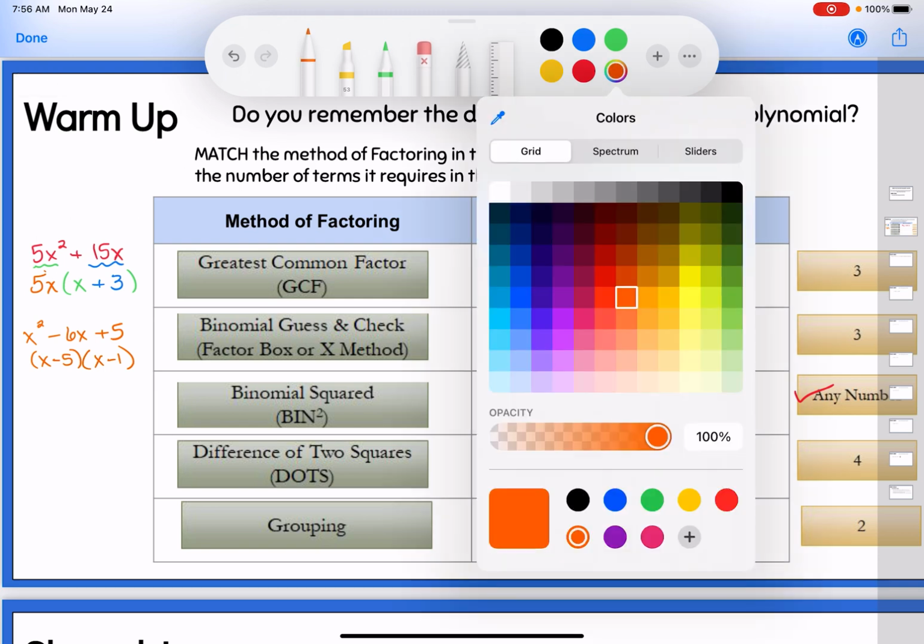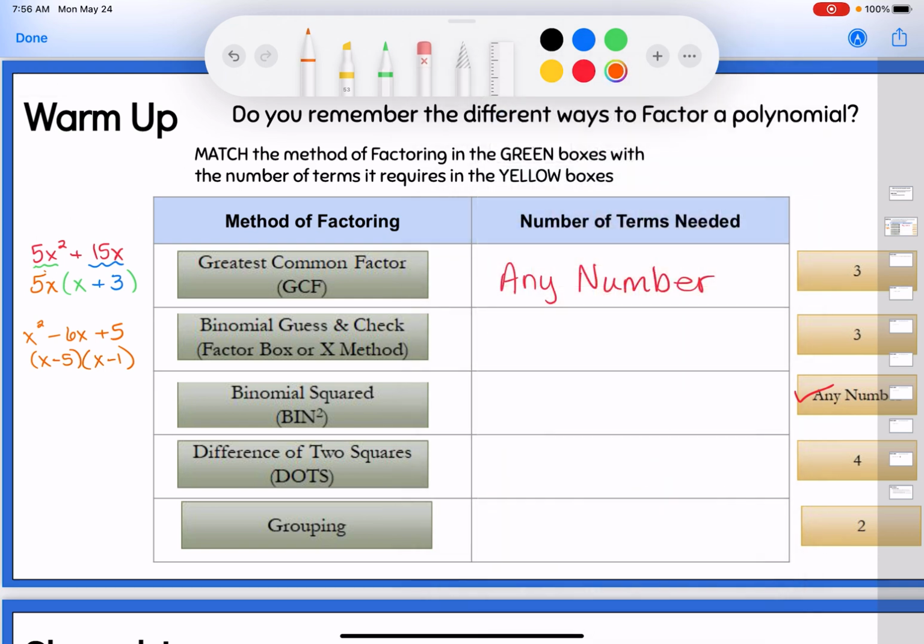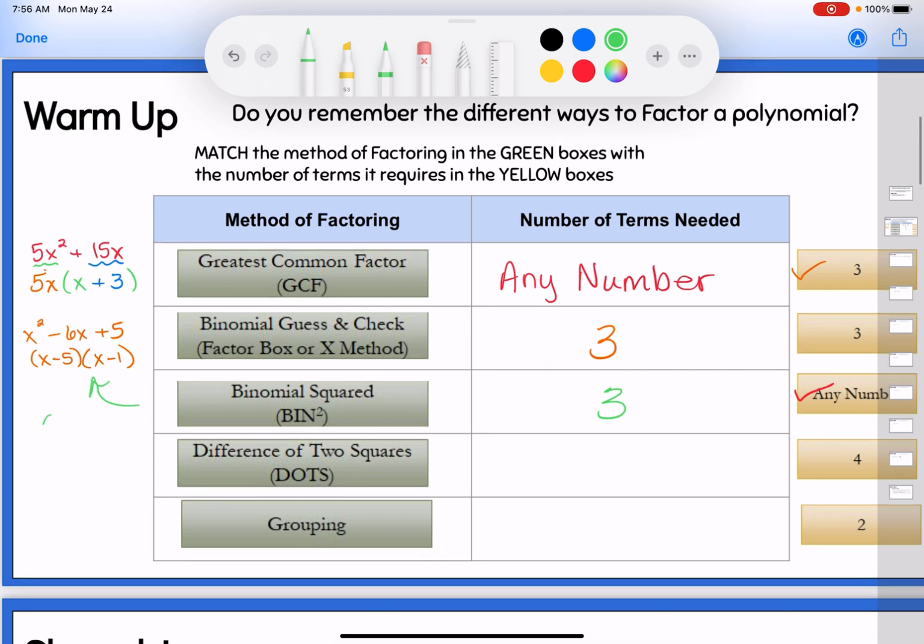So the factor box, or our binomial guess and check, had to be 3 terms to do this. Binomial squared, the bin squared shortcut, this one would also be 3 terms. It looks very similar to a factor box. However, the 2 terms would be like x plus 3 times x plus 3, right? It's when both of those are the same thing, or x plus 3 squared. So it looks very similar to a factor box, so it also is 3 terms for that one.